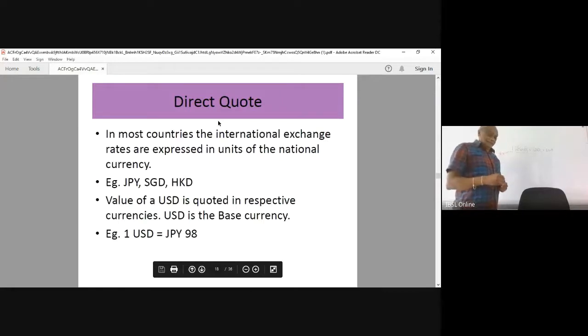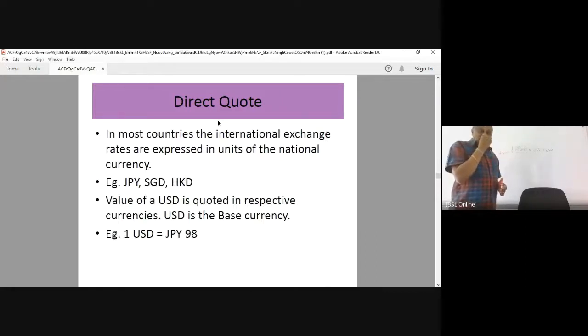The other one is the direct quote. In most countries, the international exchange rates are expressed in units of the national currency. For example, Japanese yen, Singapore dollars, HKD. The value of a US dollar is quoted in respect of the currency. The US dollar is the base currency.